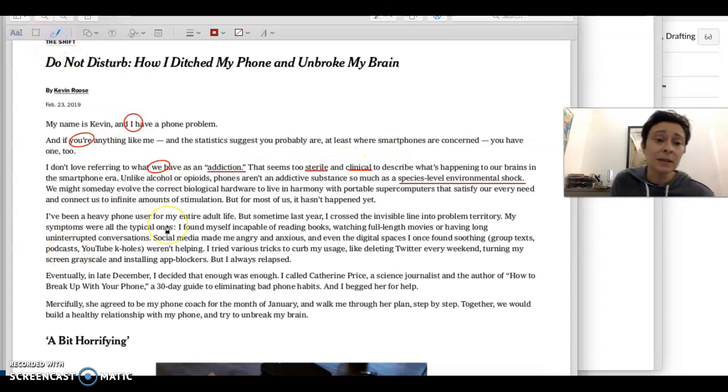He goes on, we might someday evolve the correct biological hardware to live in harmony with portable supercomputers that satisfy our every need and connect us to infinite amounts of stimulation. But for most of us, it hasn't happened yet. And so here I might have another question, like, do I agree with that? Here's the text box. Do I agree? So if I was writing later in response to this, this might be a place that I could go and kind of start my thinking.